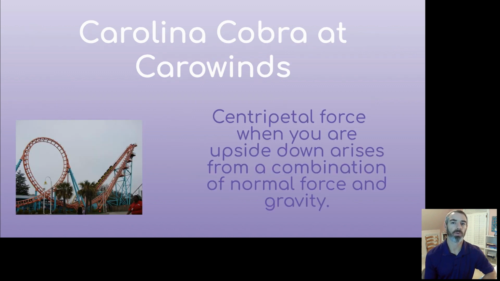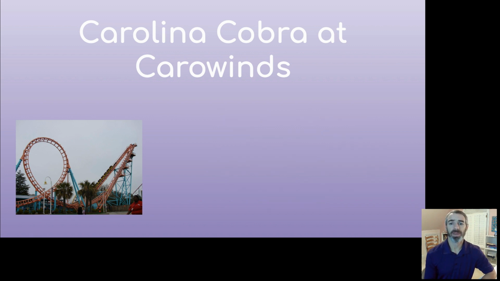So let's look at an example of a roller coaster. This is one from Carowinds, which is a place that I take my students each year at the end of the school year. And a centripetal force arises when you're upside down from a combination of the normal force and gravity. Now the key here is you're upside down. You're at the top of the loop of that Carolina Cobra. When you're upside down, that means we still have a normal force and gravitational force, but the question is, which way does the normal force push? Well, if you're upside down, the normal force pushes downward, and gravity also points downward.